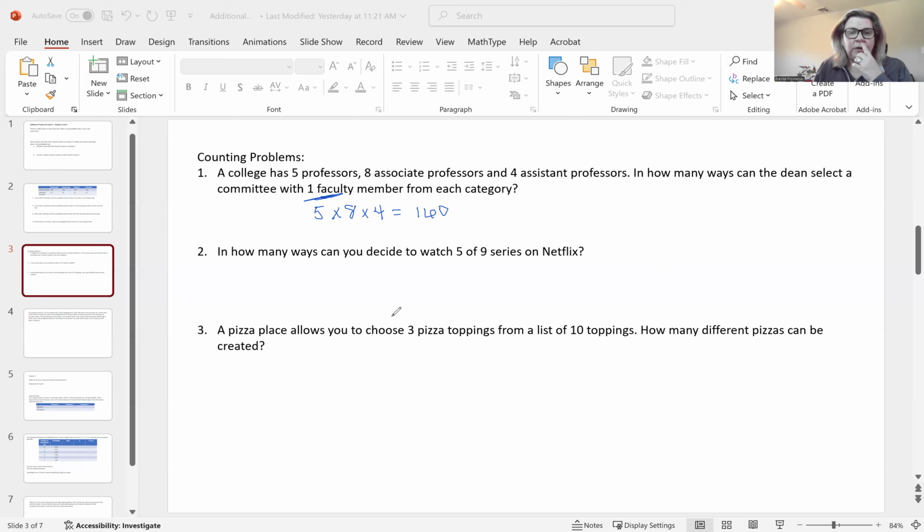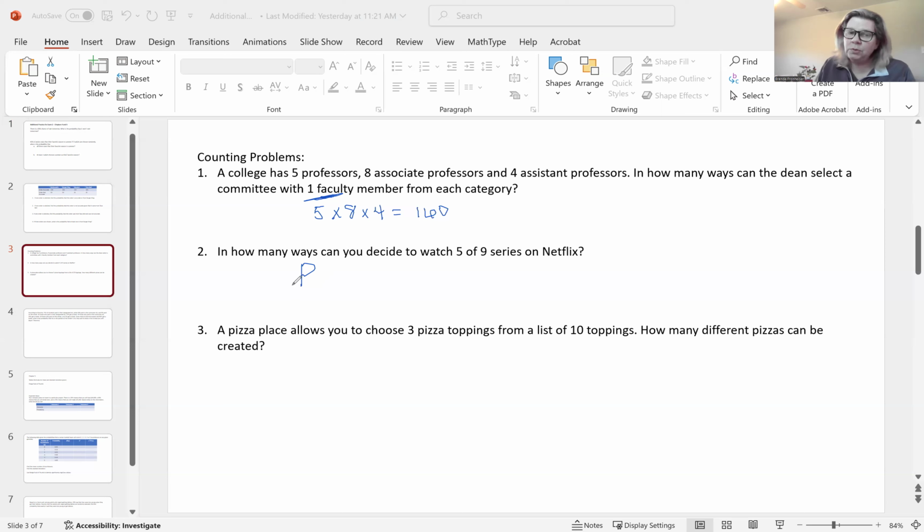So number 2, in how many ways can you decide to watch 5 of 9 series on Netflix? Well, you may think that you don't care which one you watch first, but this is a matter of doing one, putting it aside, doing the next one, putting it aside. So that is an order. Because of that, this is a permutation.